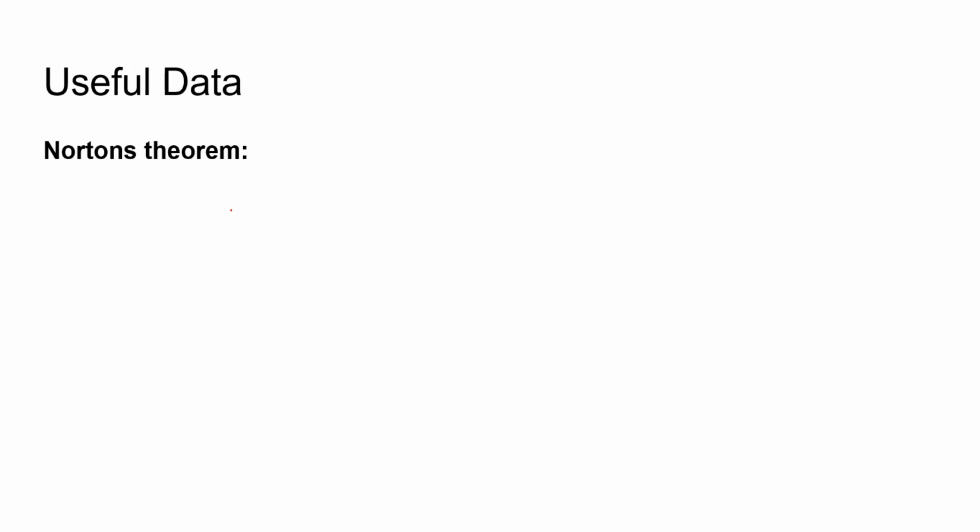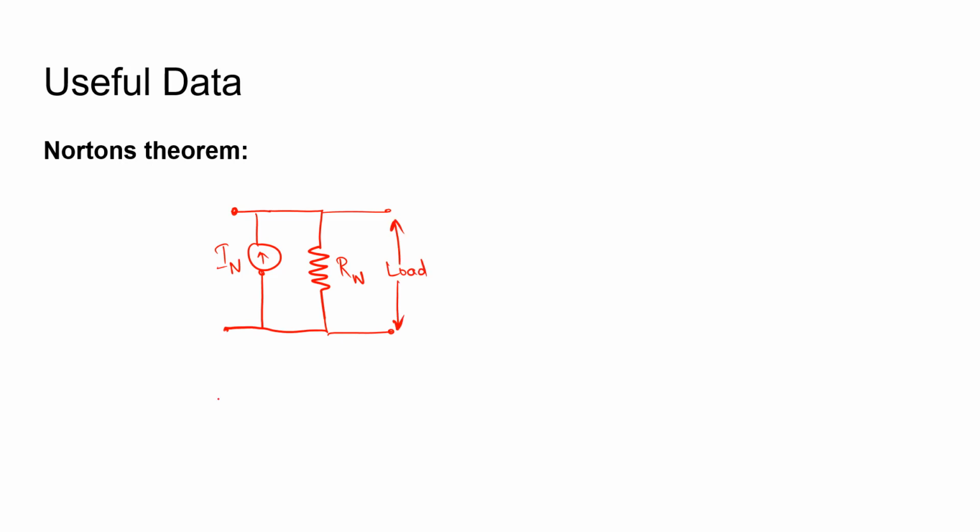Let's understand Norton's theorem and then solve this problem. According to Norton's theorem, any complicated network can be replaced by a current source in parallel with an equivalent resistance. This current source is called Norton's current, and the equivalent resistance in parallel to it is called Norton's resistance. And this circuit will be connected to a load in parallel.